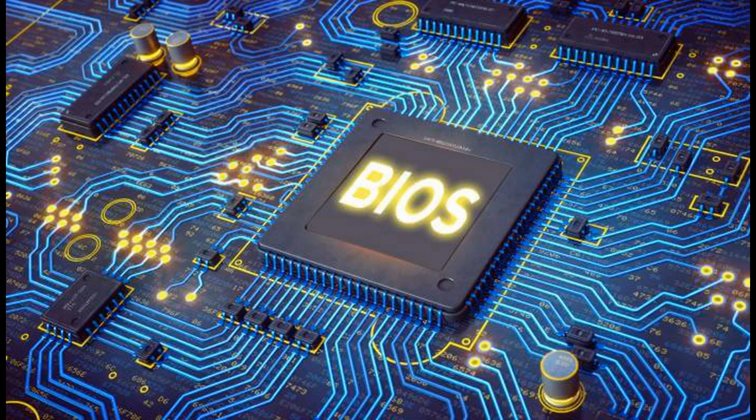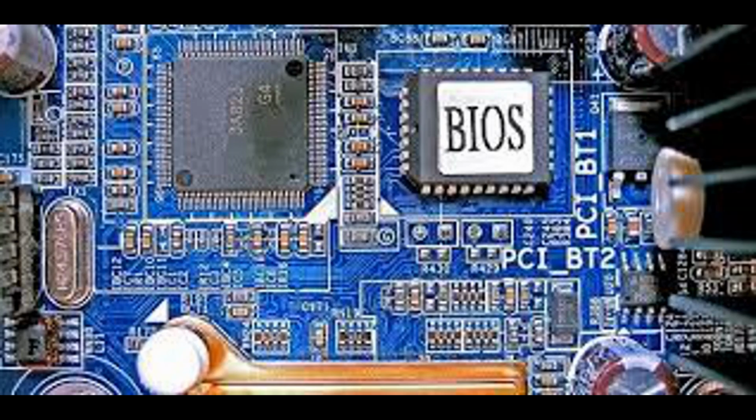CPU configuration. The BIOS identifies the installed CPU, central processing unit, and configures its parameters, such as clock speed, cache settings, and power management features. It also initializes the CPU's instruction set and sets up communication with other system components.